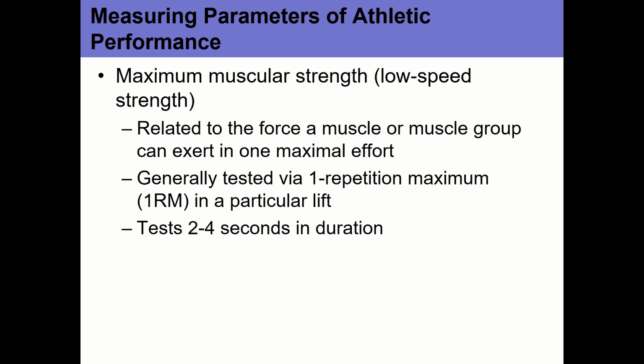One of the things in the textbook version of this is the time that each of these tests takes to perform. For example, a maximal deadlift will take somewhere between 2 and 4 seconds to perform the lift, maybe even a couple more seconds if they're really grinding it out. That gives you an idea of duration, and duration is related to the energy systems used. Maximum muscular strength from an energetics standpoint uses the ATP phosphocreatine system, because it's less than 10 seconds in duration.